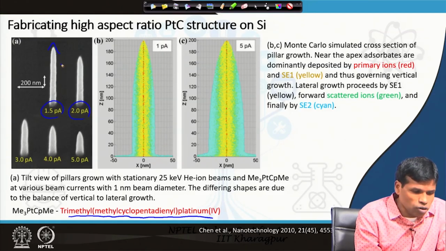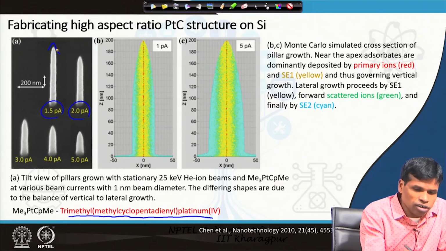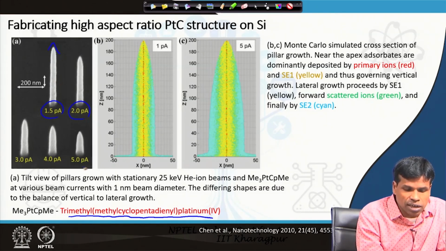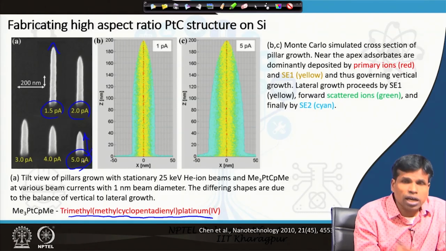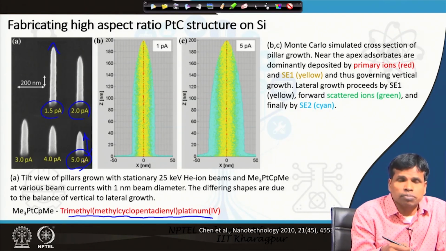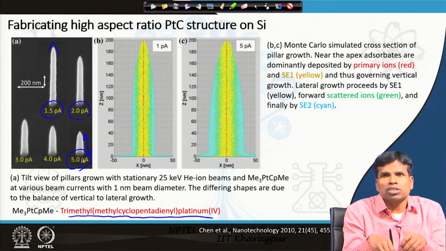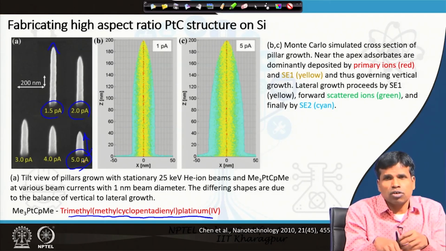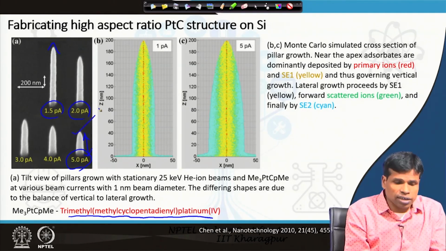nano rods. This is a tilted view of the pillars, that will produce much taller pillars with a narrow width. Upon increasing the current or dose, we see that the volume of the material deposited is also less, because at a higher current enough precursor will not be available. Whatever the current available, the precursor is quickly getting dissociated and deposited. Enough precursor cannot come quickly, and when enough precursor is not available, it will start milling, etching. Therefore, the volume here decreases when you take a higher current.